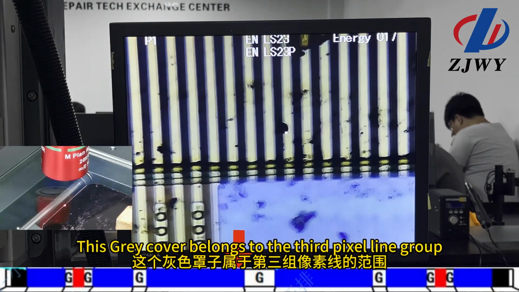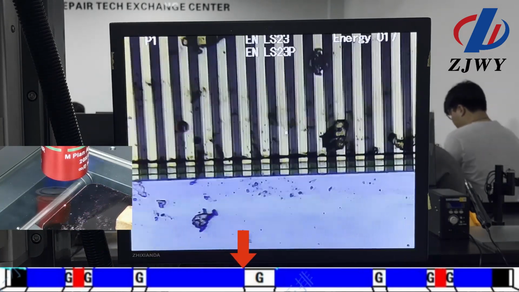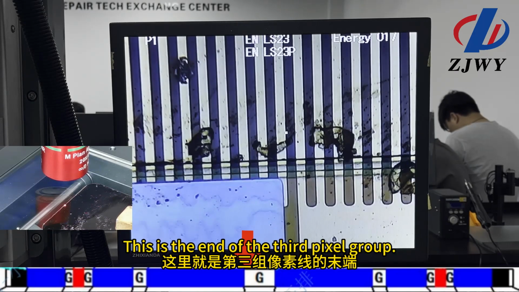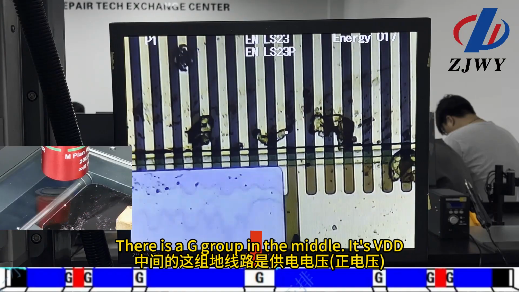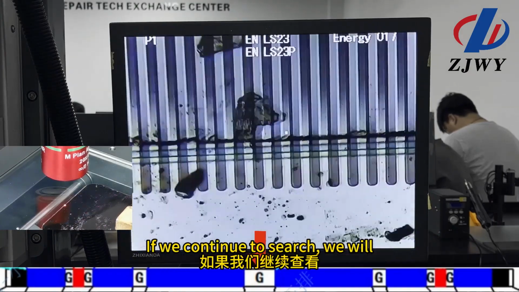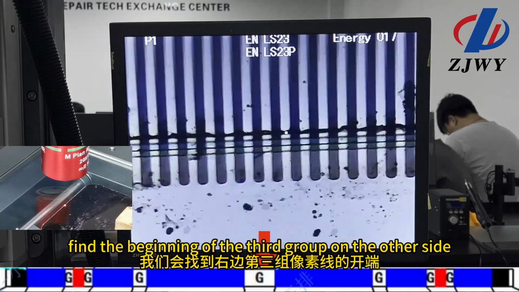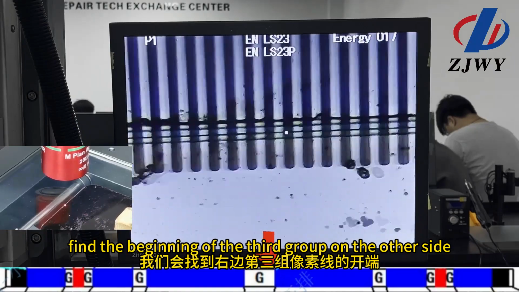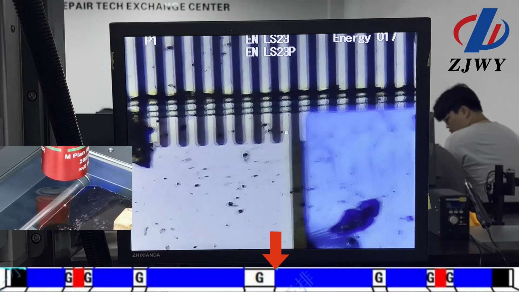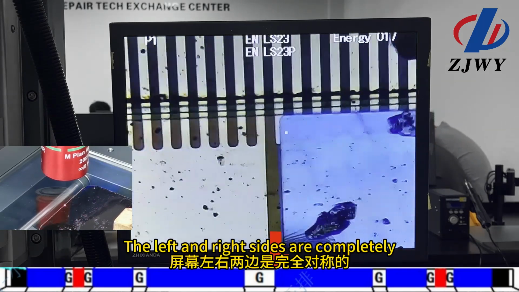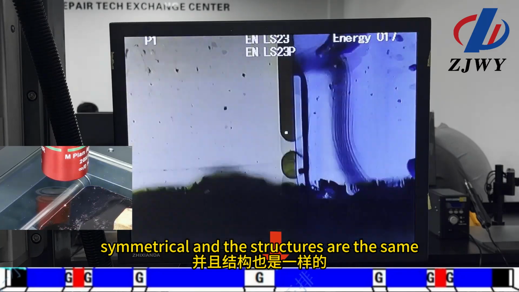This gray cover belongs to the third pixel line group. This is the end of the third pixel group. There is a G group in the middle, it's VDD. If we continue to search, we will find the beginning of the third group on the other side. There it is. The left and right sides are completely symmetrical, and the structures are the same.